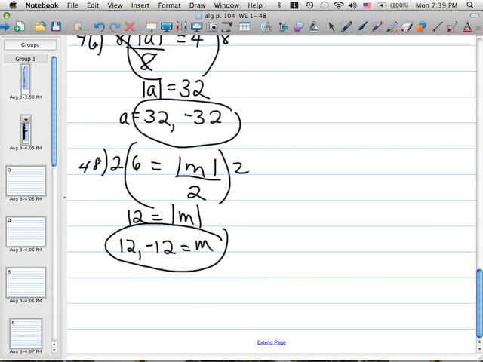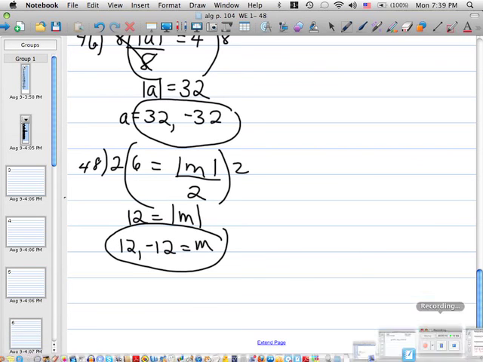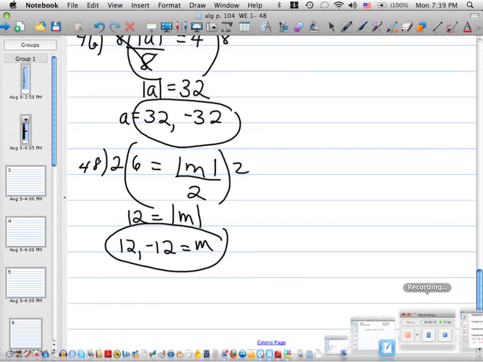That concludes the evens. Be sure you check your odds in the back of the book as you do them and ask for help as you need it.